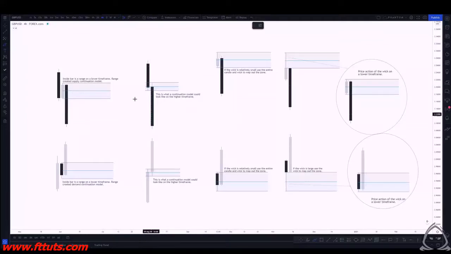So the first thing that we're going to look at is the concept of inside bars. And what is an inside bar exactly? An inside bar, quite simply, is a candle that rests within the previous candle.